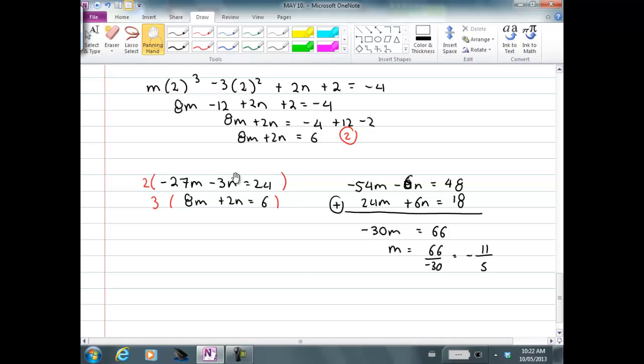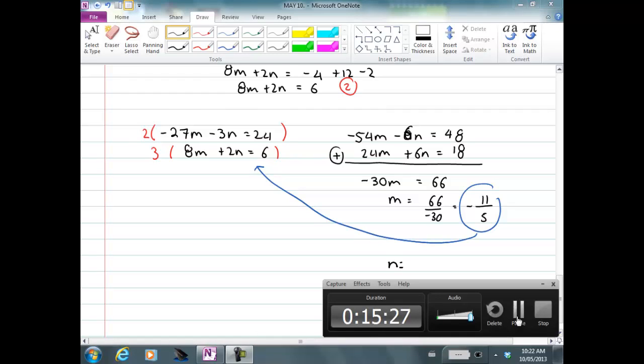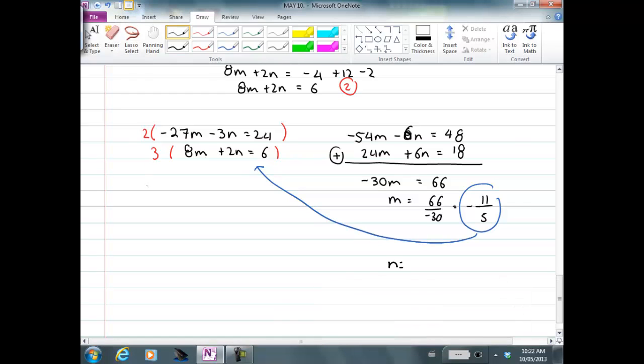To get n, we go back and we plug it into any one of these equations. You can plug into any one of those equations you like. But if you did this correctly, I want you to go ahead and solve for n now. Go. So when you plug it in, you want 8 times negative 11 over 5 plus 2n equals 6. If you did it correctly, you should have 59 over 5.